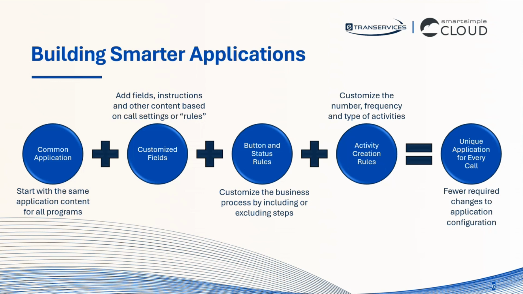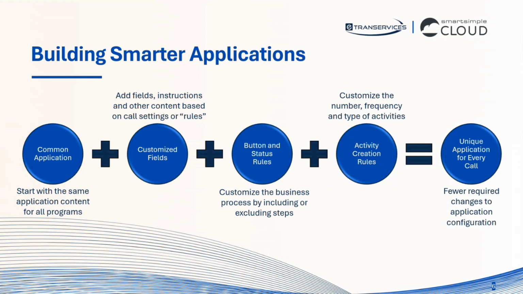How do we build a smarter application? Planning ahead is really important. So start by creating a common application first. Determine the fields, buttons, and workflow tasks that are common to all applications. Here's where simplifying and streamlining your application and approval processes ahead of building is critical.